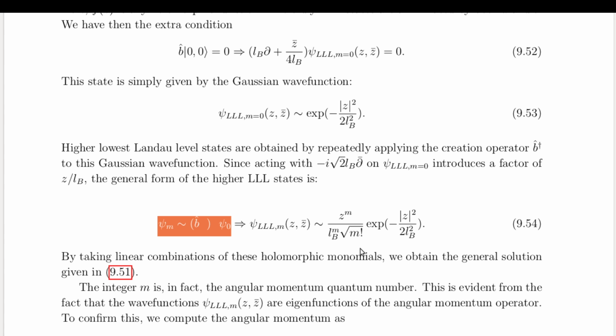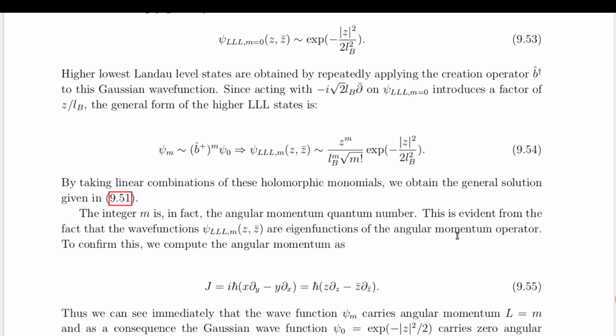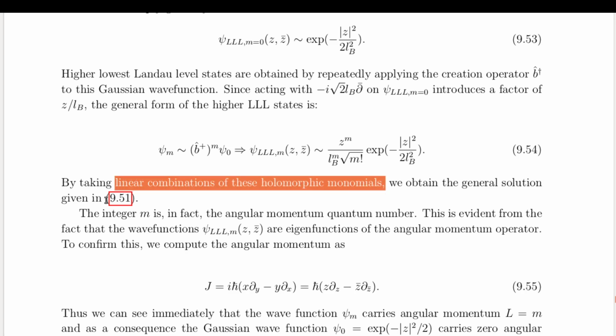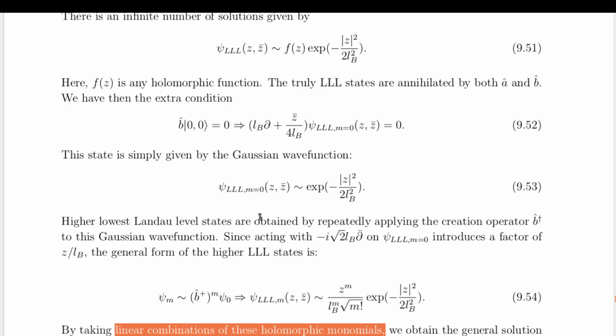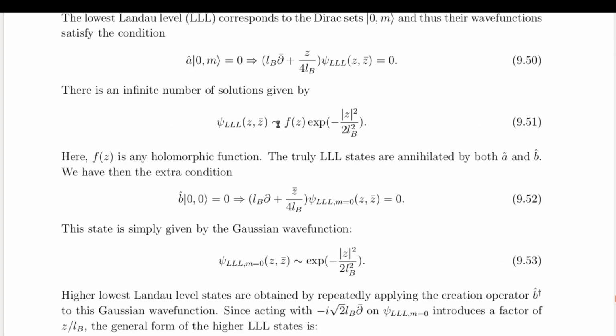The corresponding wave functions take the form of holomorphic monomials multiplied by a Gaussian factor. By considering linear combinations of these holomorphic monomials, we find that the general wave functions associated with the lowest Landau level, or LLL states, are given by the product of an arbitrary holomorphic function and a Gaussian factor.